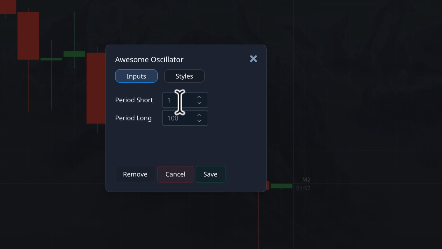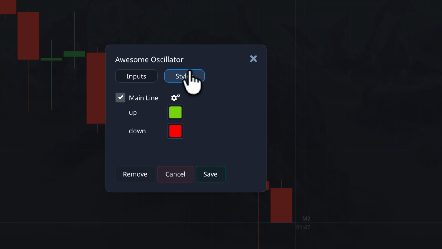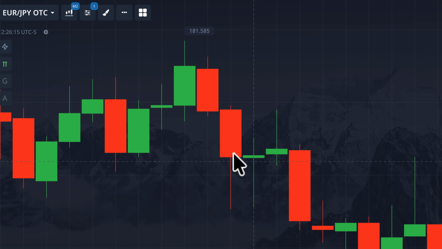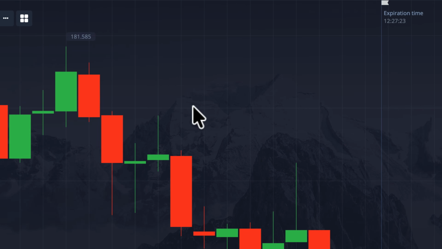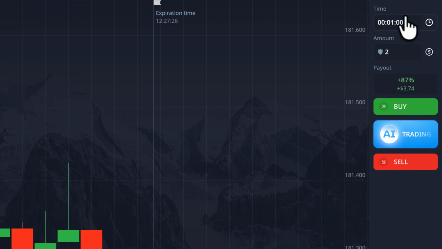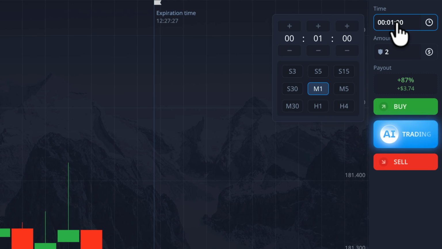Okay, so 1 and 100. I'll leave this up on the screen just for a second so you guys can grab this. And now for the styles and the colors, guys, I'm just using the default colors, so no changes there. Now for the time frame and the chart settings, just really basic regular candlesticks, and I'll be using a 2-minute time frame for the charts. And then over here on the expiry, of course, we're going to change this to 1 minute.